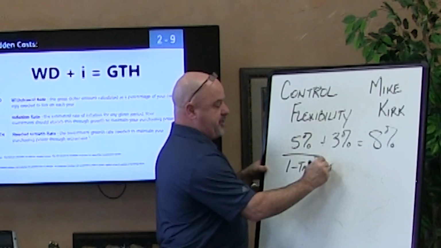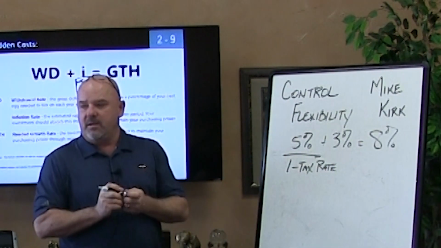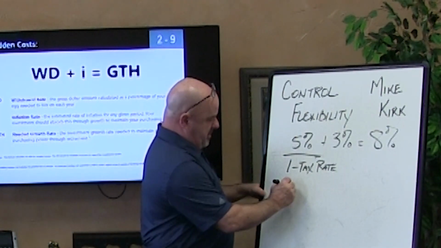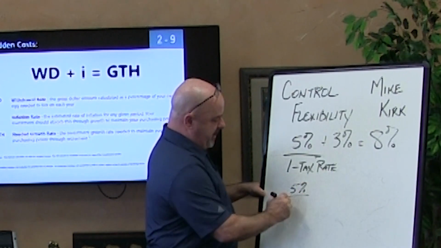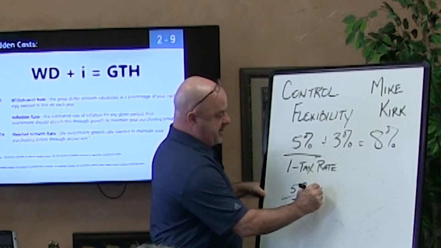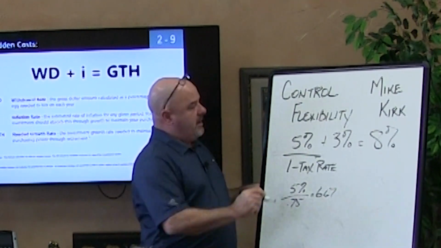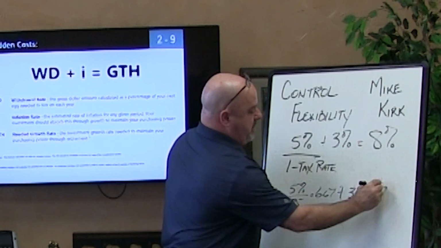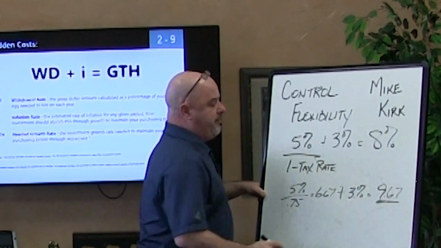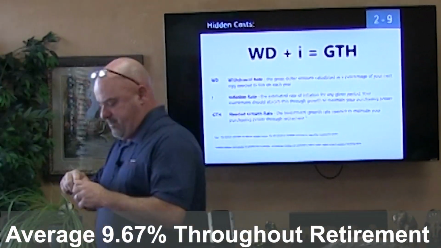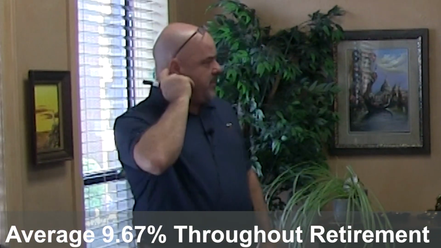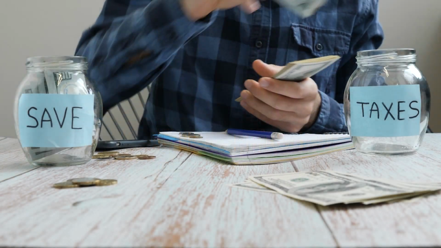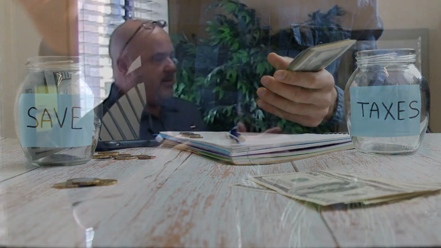So let's assume for a second that your tax rate is 25%. Again, nice even math. So 1 minus 25% is 0.75. So 5% divided by 0.75 is 6.67. I'm going to add back in my inflation rate. So if I can average 9.67 throughout retirement, I'll have a nest egg that's steadily growing by 3%. I will be able to pay my tax, net my 5%, and life is good.